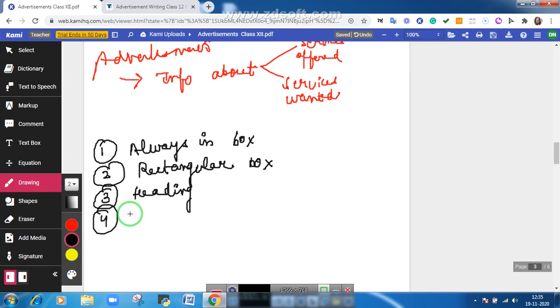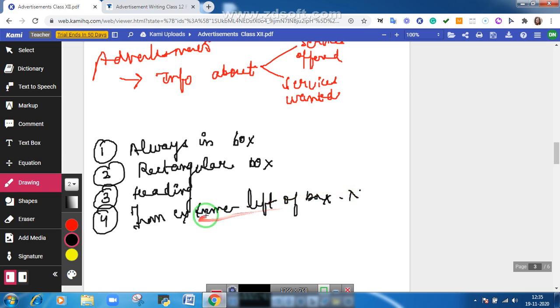Then the next thing is, after heading, start writing from the extreme left of the box. Don't leave a line anywhere. Okay, don't leave space or line, write in continuation.